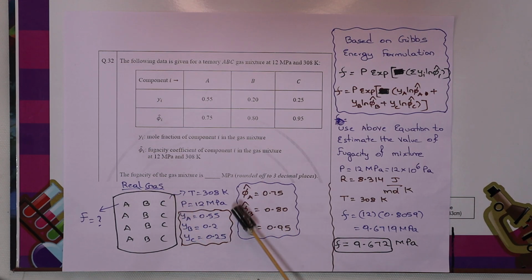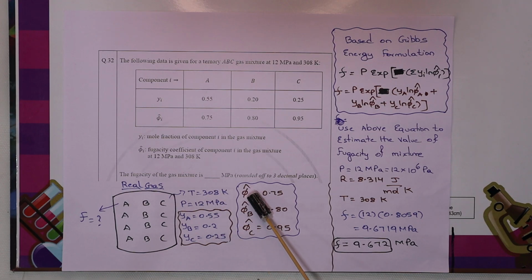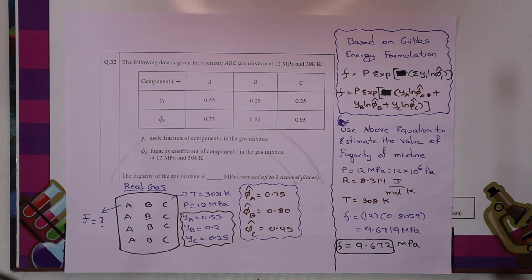That means the fugacity coefficient denotes non-ideality with A, B and C. The phi A cap is representing the fugacity coefficient of A in the mixture, phi B cap and phi C cap mean the fugacity coefficient of B in the mixture and C in the mixture respectively. The cap comes when it is in the presence of others, so the representation is given as phi A cap, phi B cap and phi C cap.